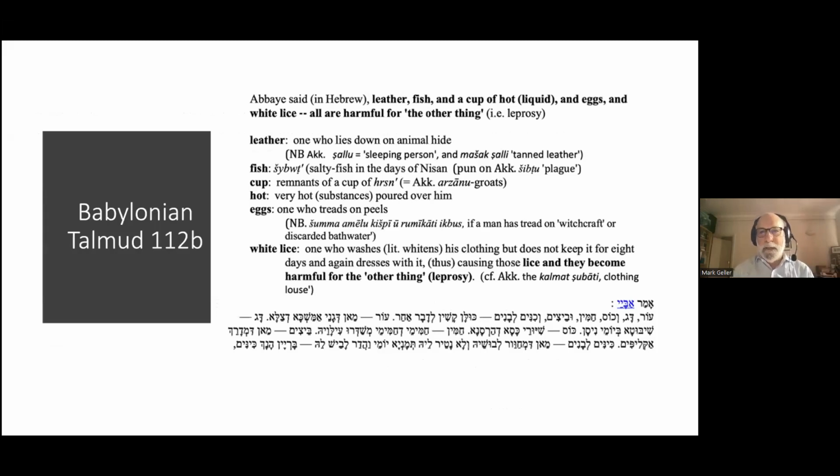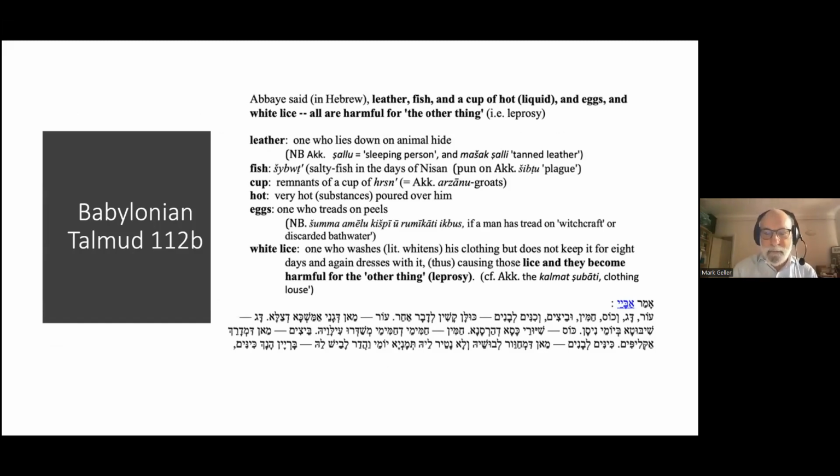This is another Abaya text, and this really looks like Listenwissenschaften, the kind of thing we see from Mesopotamia, even though, as you can see in the Hebrew text below, the format doesn't reflect it. Now, Abaya is commenting on a Hebrew text, and the Hebrew text says, leather, fish, a cup of hot liquid, whatever that is, eggs and white lice, these are all harmful for the other thing. The other thing is a euphemism for leprosy.